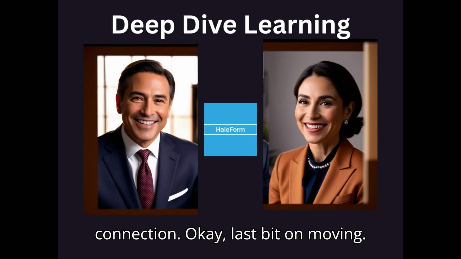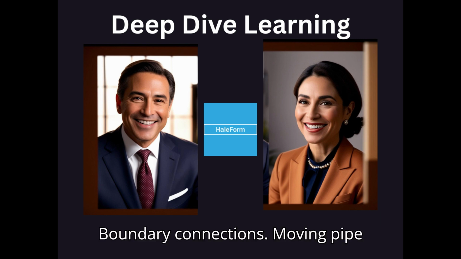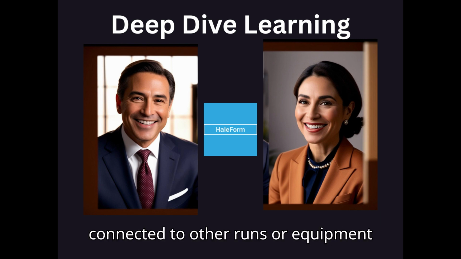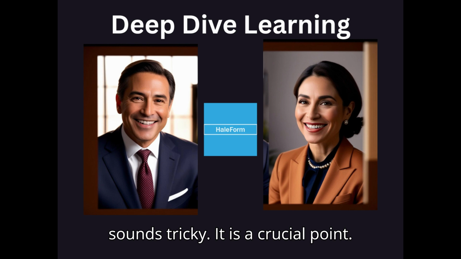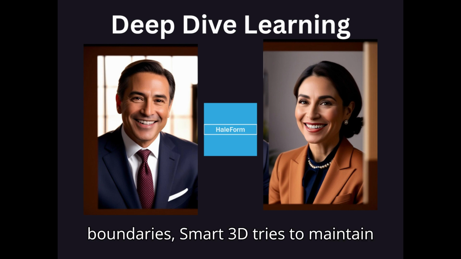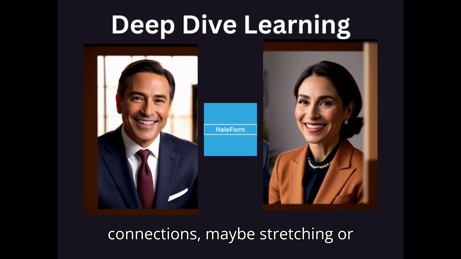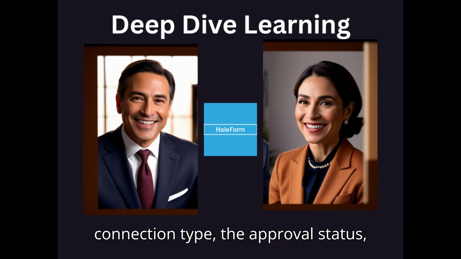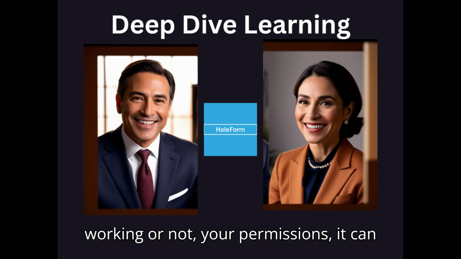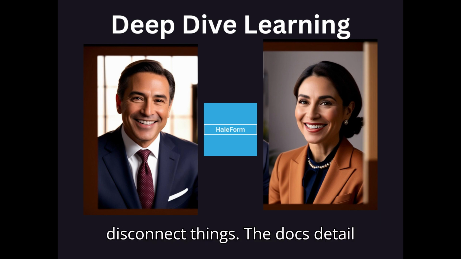Okay, last bit on moving. Boundary connections. Moving pipe connected to other runs or equipment sounds tricky. It is a crucial point. When you move stuff connected at boundaries, Smart 3D tries to maintain connections, maybe stretching or shrinking pipes. But depending on the connection type, the approval status, working or not, your permissions, it can disconnect things.